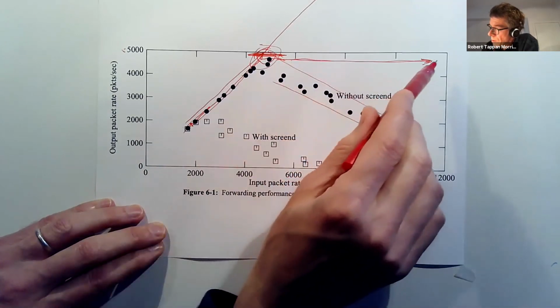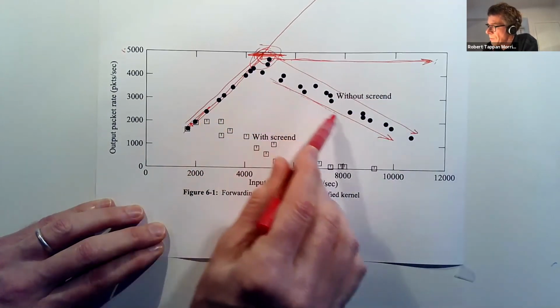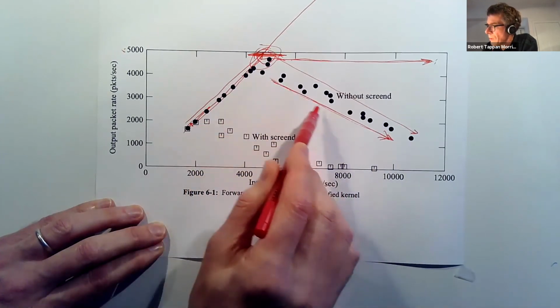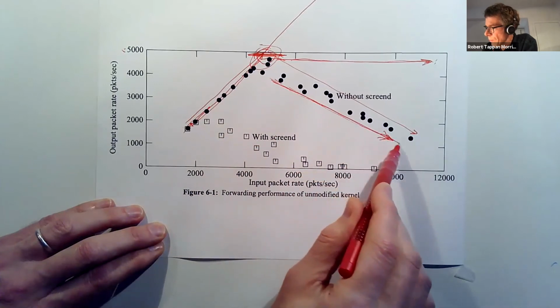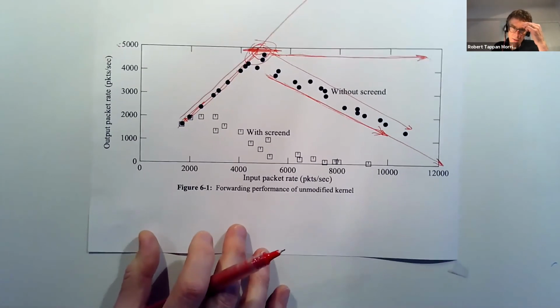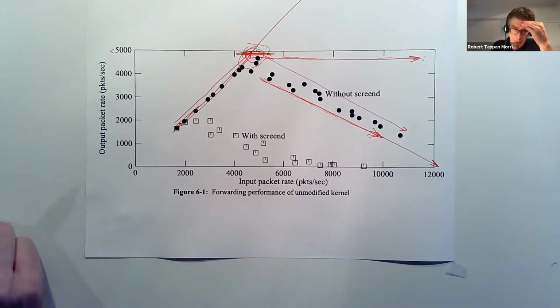So this is what we'd like to design, but what actually happened is much worse than that. As you increase the rate beyond 5,000, the number of packets that it manages to forward goes down towards 0. So why does this line go down? I think somebody mentioned this before.